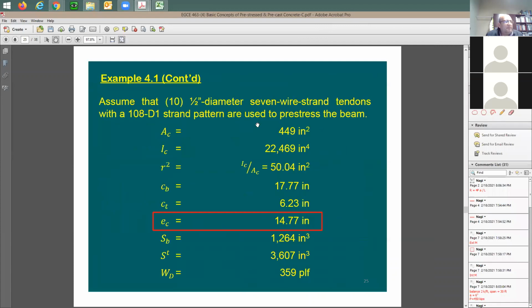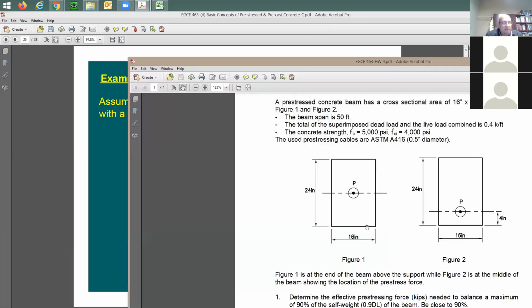Like all of these parameters, right? Can you find out the cross-section area for this? Yeah, you have done it already. You have a previous homework. It's exactly the same dimension, isn't it?